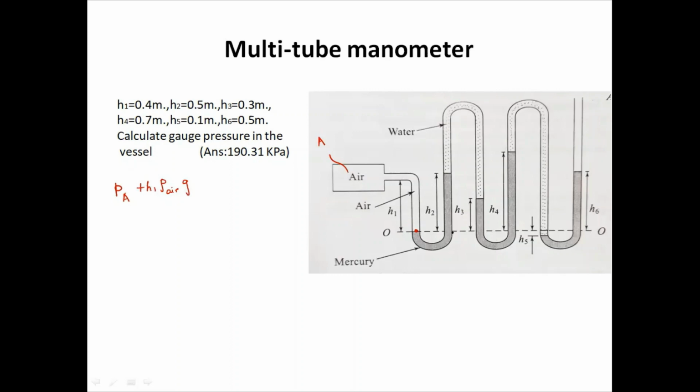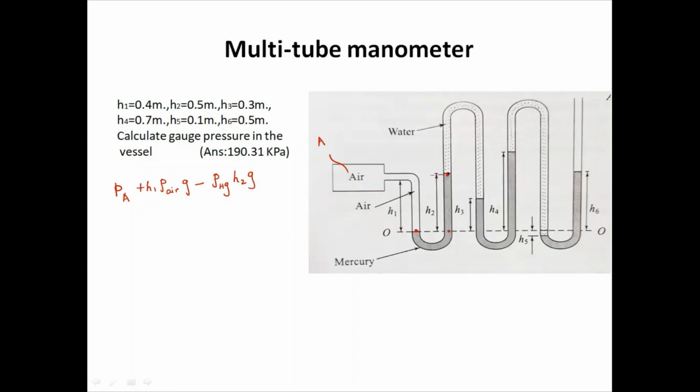Whatever the pressure is here, the same pressure is here. Same pressure. Now, what is the pressure here? That is this pressure minus rho Hg, H2 into g. There is a pressure of rho Hg H2 into g.